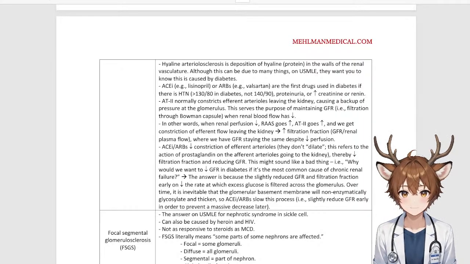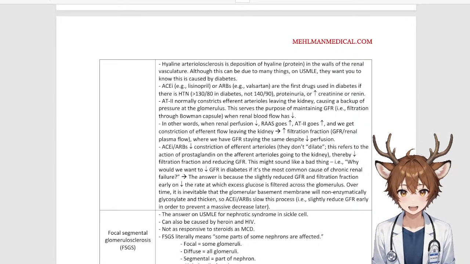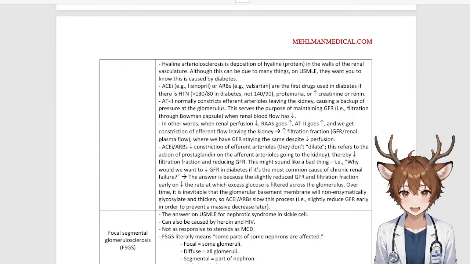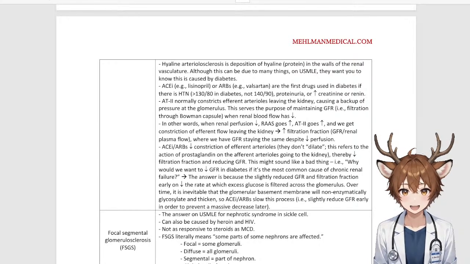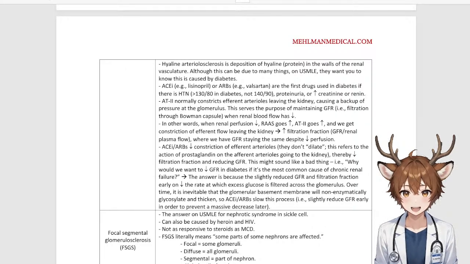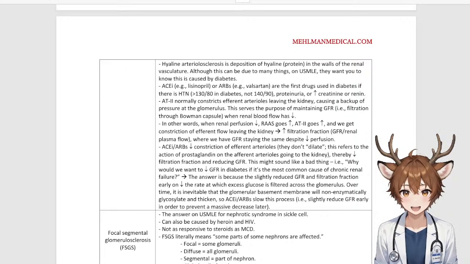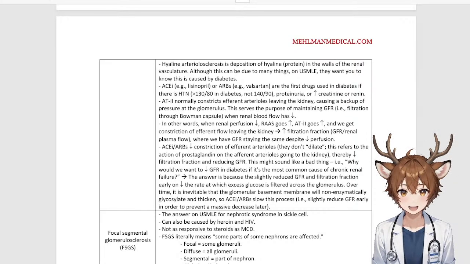ACE inhibitors and angiotensin receptor blockers decrease the constriction of the efferent arterioles. They don't dilate. This refers to the action of prostaglandin on the afferent arterioles going to the kidney, thereby decreasing the filtration fraction and reducing GFR. This might sound like a bad thing, i.e., why would we want to decrease the GFR in diabetes if it's the most common cause of chronic renal failure?